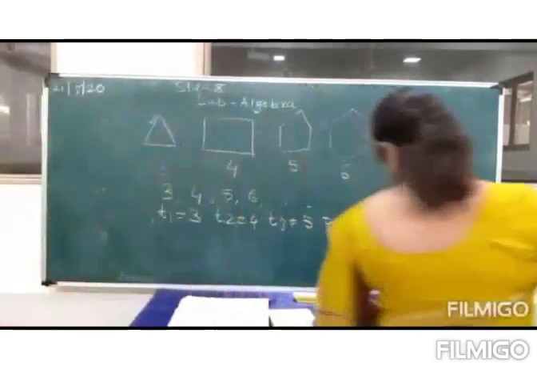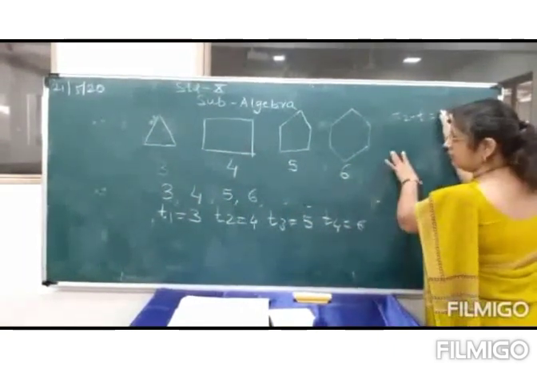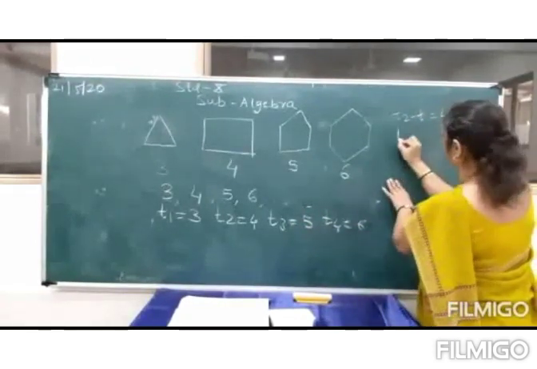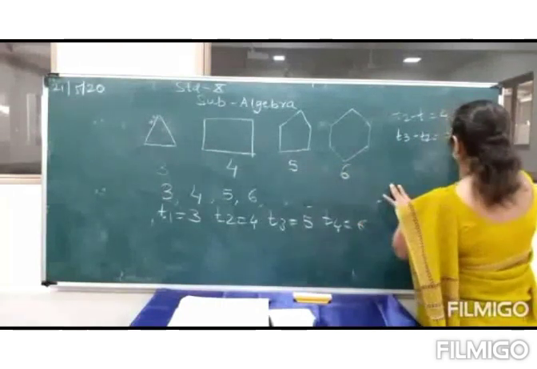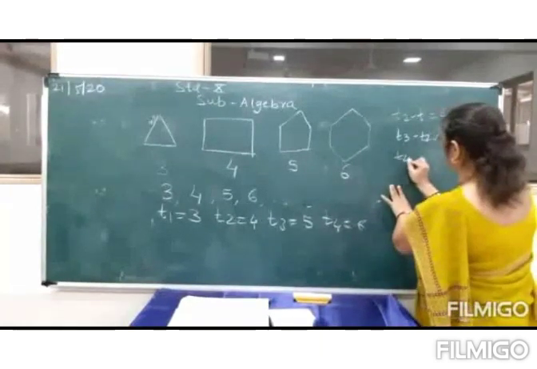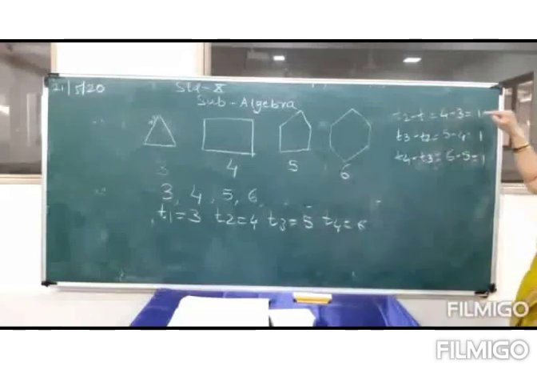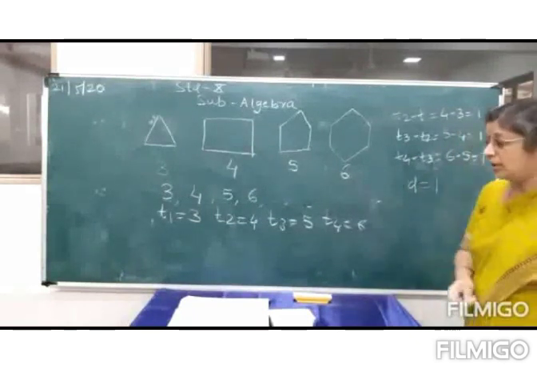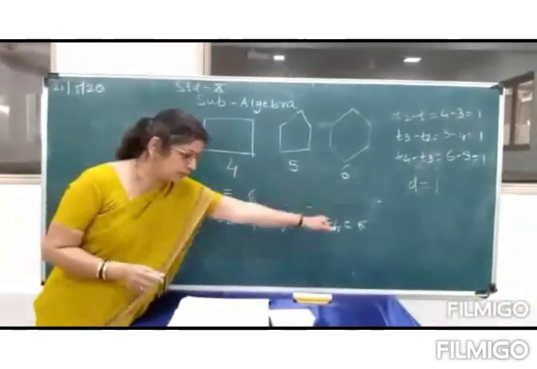Now see here, T2 minus T1 is equal to 4 minus 3, that is 1. Then T3 minus T2, that is 5 minus 4, 1. Then T4 minus T3, 6 minus 5 is equal to 1. Again here, if you see, the D value is constant. So D is equal to 1. So again here, what we can conclude, this is also an arithmetic progression.